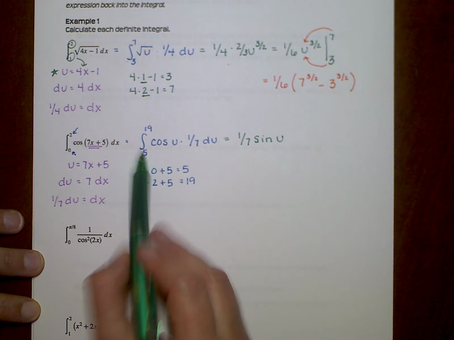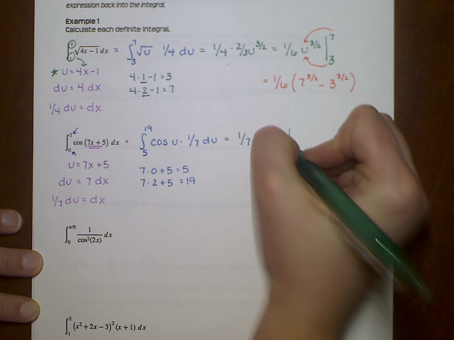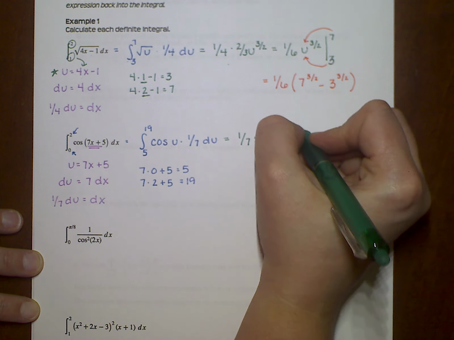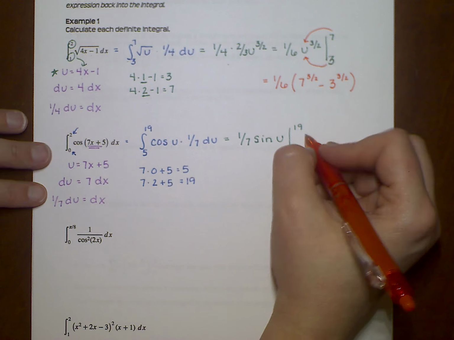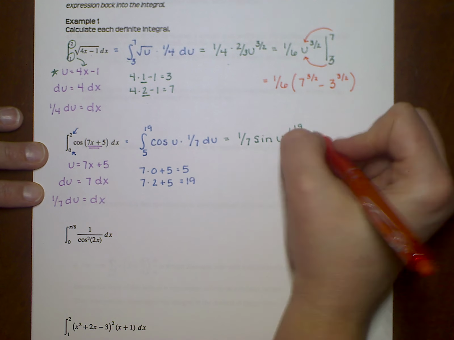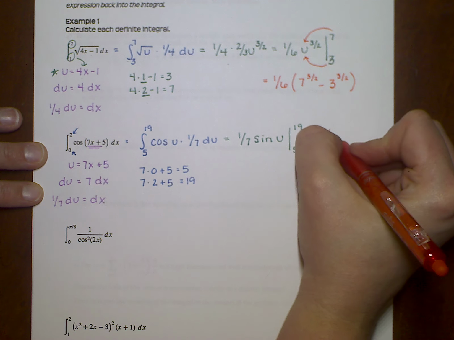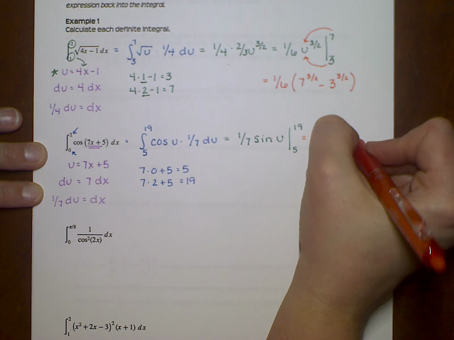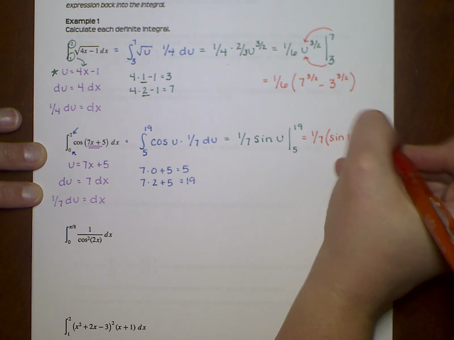And we could go through and put our u value back in here of 7x plus 5, but then we have to convert our endpoints back. It's way easier just to say this is going to go from 5 to 19. Okay. And then as far as my answer goes, I would leave the 1/7 in front of everything, and then I would just say sine of 19 minus sine 5.